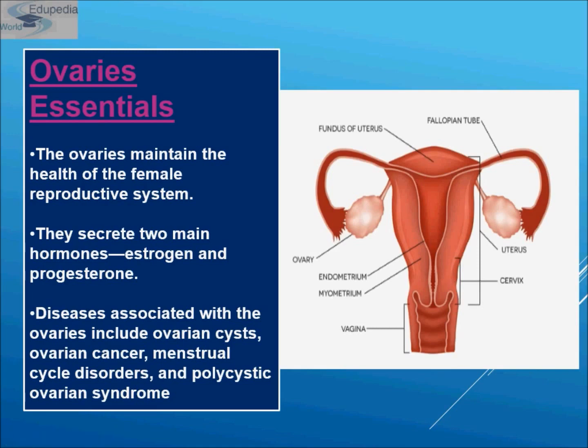Ovaries maintain the health of the female reproductive system. They secrete two main hormones, estrogen and progesterone. A pair of ovaries is situated in the abdominal cavity of females. It is a feature of females. It is not present in males.